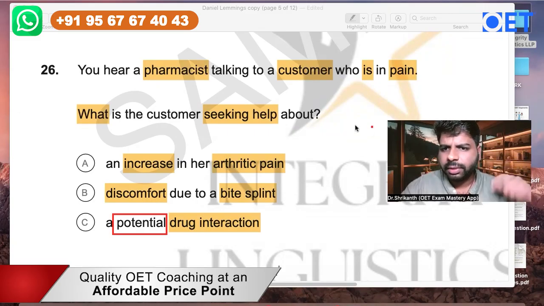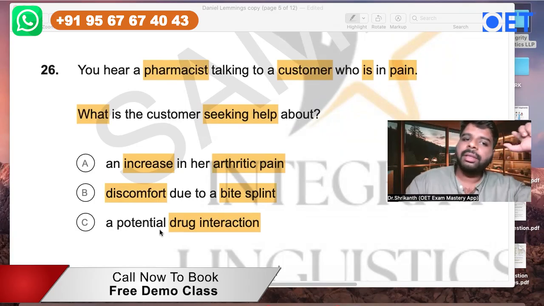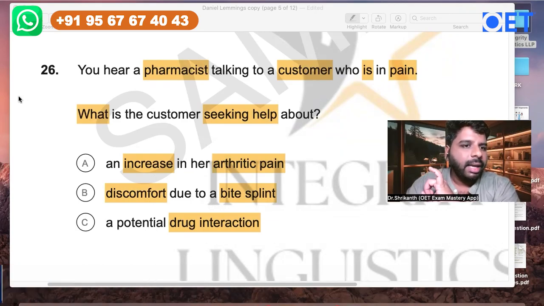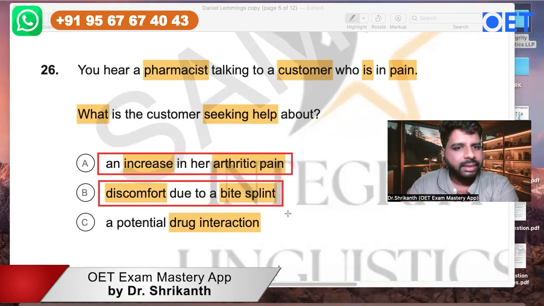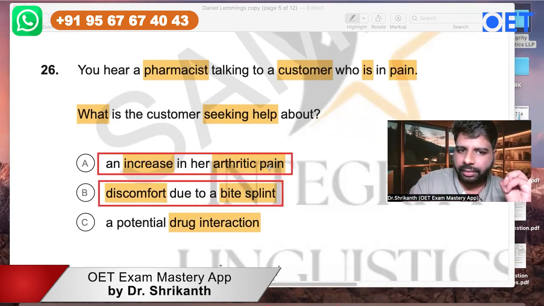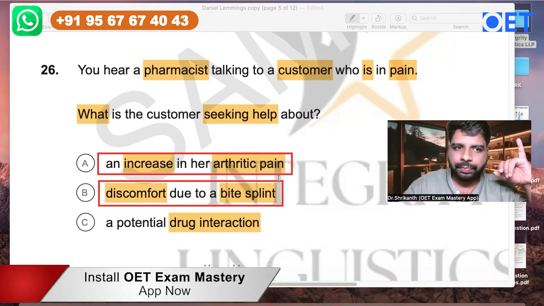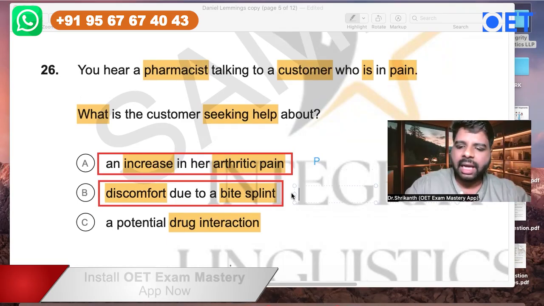A potential future drug interaction means a drug interaction may happen in the future. That means this problem is not existing right now. Answer options A and B are problems existing currently. Presently, she is having arthritic pain, an increase in arthritic pain. So that is present tense. Answer option B is also present tense: presently, she is having discomfort.